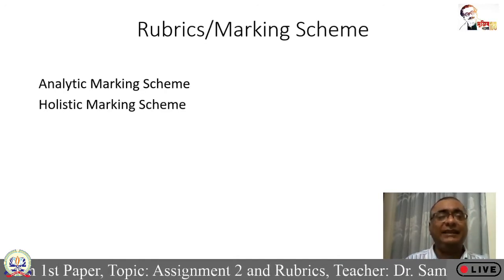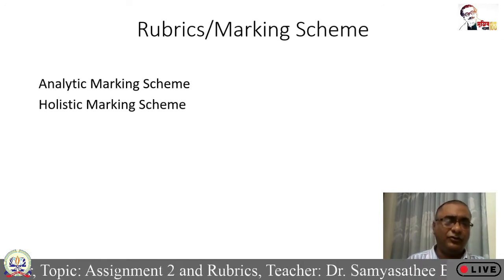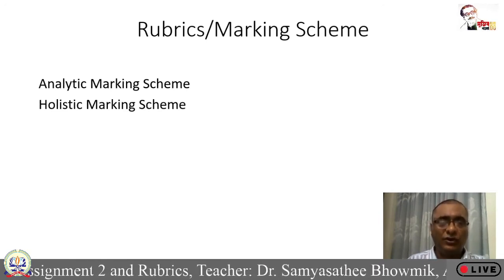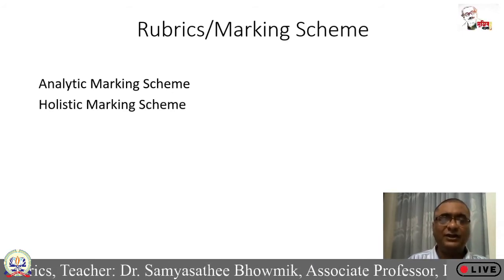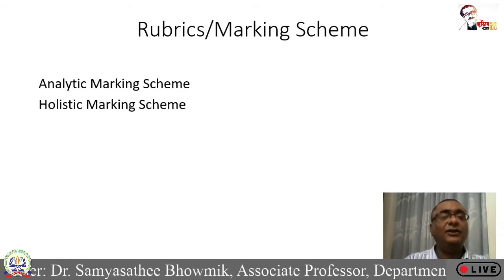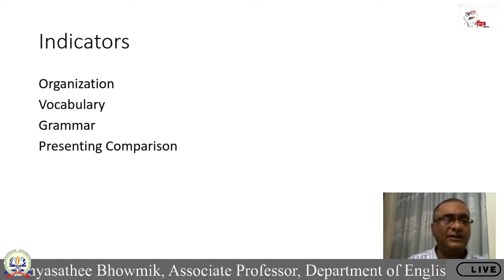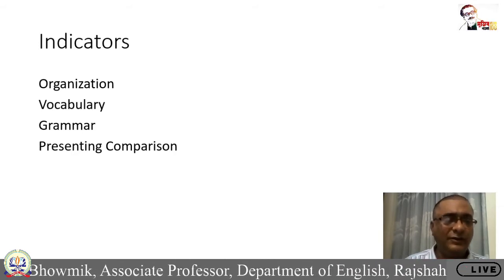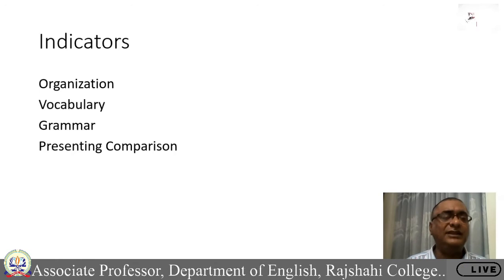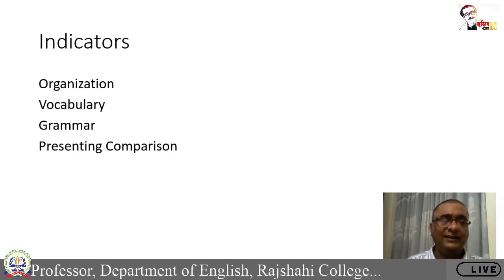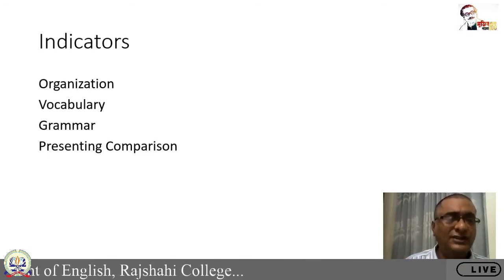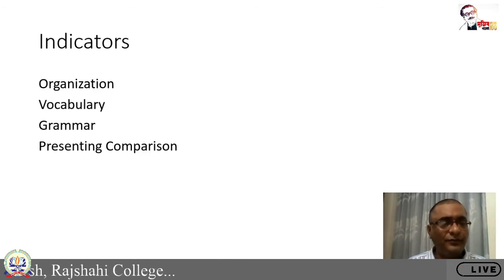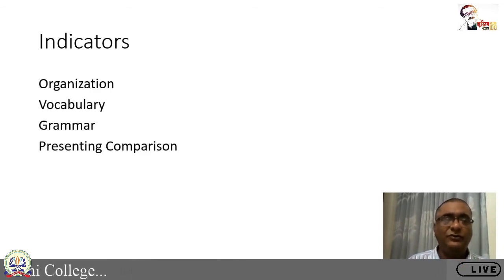Rubrics or marking scheme is a kind of format or structure which is developed in order to guide the teachers to give marks. Naturally, the question arises: your essay carries 16 marks. Each indicator, I mean organization, vocabulary, grammar, and presenting comparison, carries 4 marks, highest 4 marks. So if your organization is excellent, you will get 4 out of 4. If your use of vocabulary is excellent, you will get 4 out of 4. If your grammar is fine, you will get 4 out of 4.